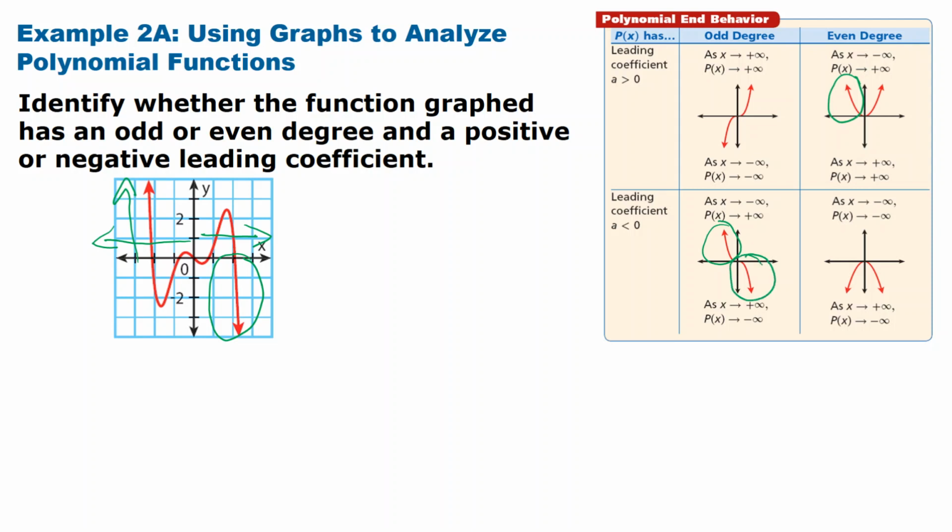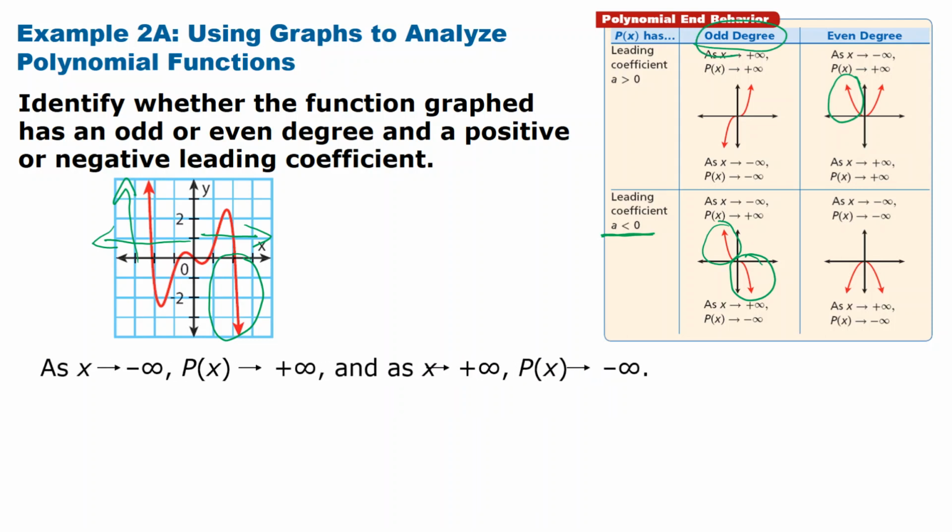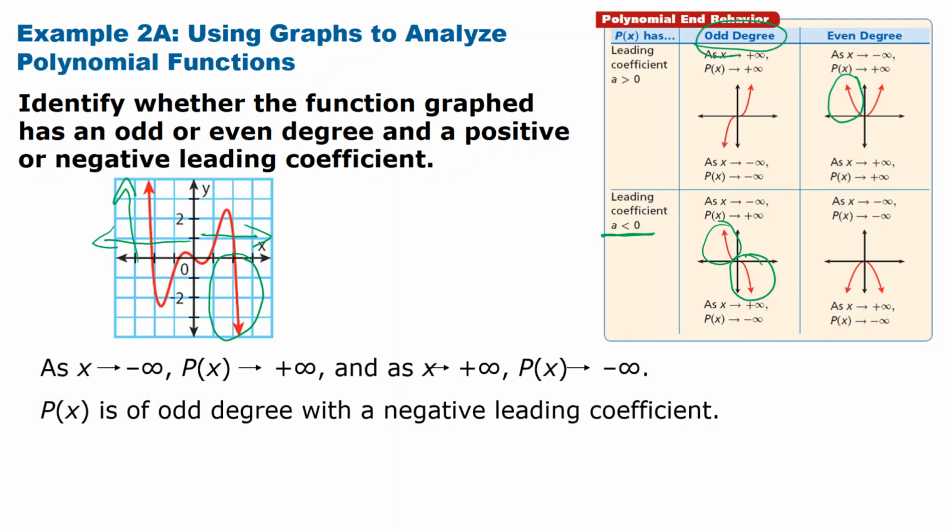So I can tell right away that my leading coefficient is going to be negative, less than 0, and it's going to be an odd degree. So let's just take a look. It is an odd degree with a negative leading coefficient.